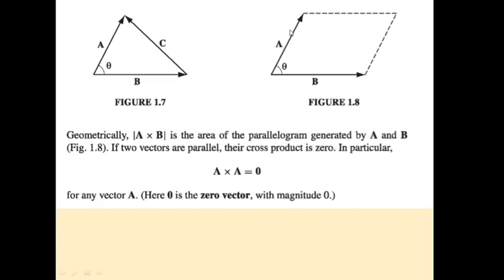So A is taking a cross product with B. So this is basically this area you are highlighting. Okay, so the very interesting outcome is over here.